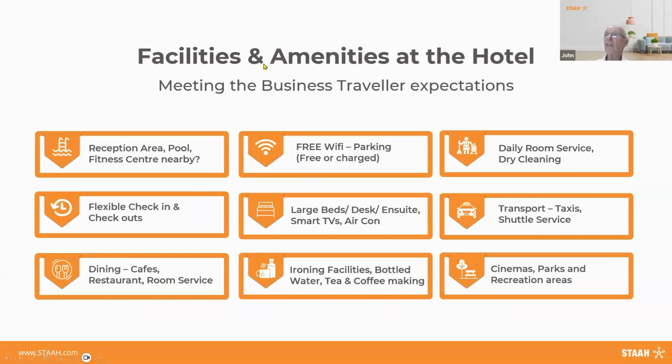So lastly, the facilities and amenities at the hotel. Think about this: are they meeting business traveler expectations? You don't have to have all of these, heavens, but you do need to have some of them in your hotel to be appealing. But you will know this. If you run a reception area, do you have a pool? Is there a fitness center nearby? Do you offer free Wi-Fi? I would be struggling to find a hotel these days that does not offer free Wi-Fi.